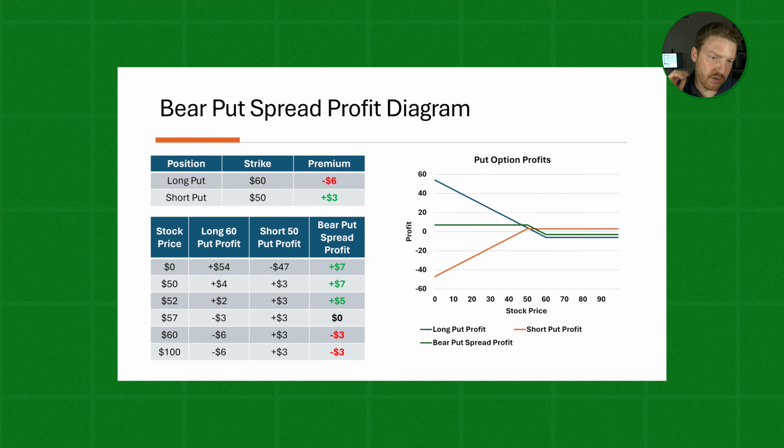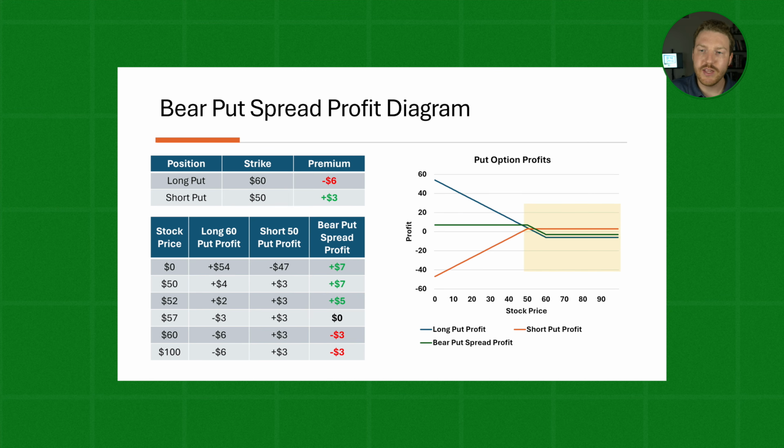And then the max we could ever lose is when the stock price is $60 and up. We are out our initial $6 premium on the long put, but we are up our $3 premium on the short put. Those perfectly offset one another, and we are just out a total of $3. Now, why would we prefer a bear put spread to just going long the put? Well, we can see that answer to that question in the price chart on the right, or the profit diagram.